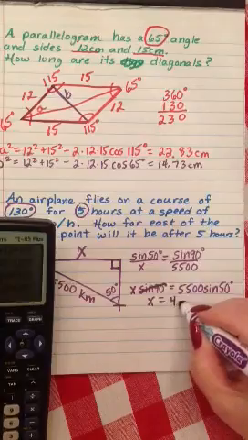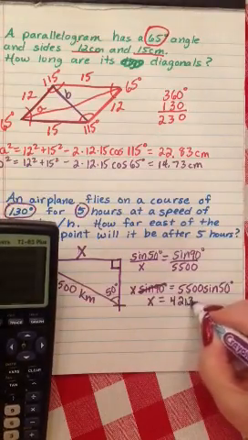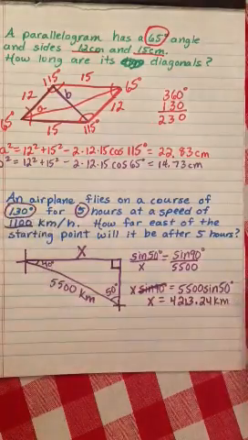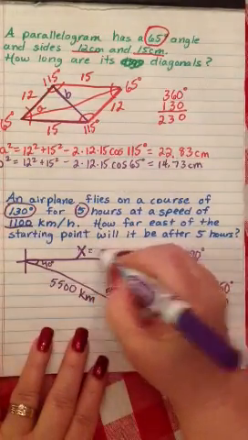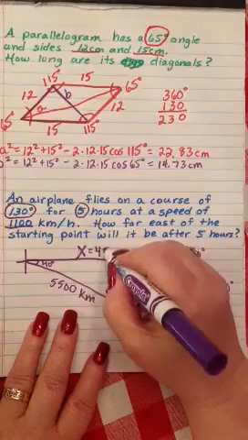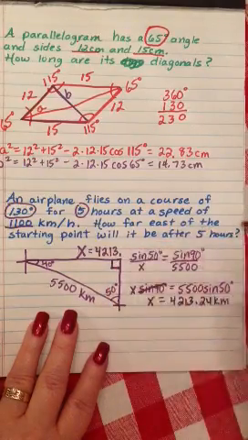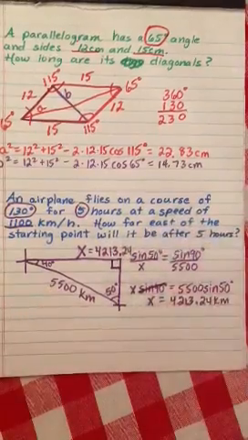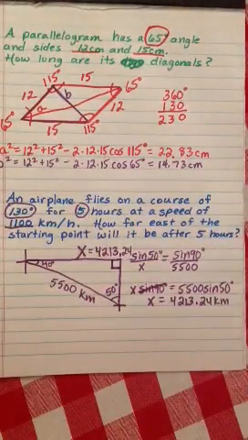And I get 4,213.24 kilometers. Okay, that would be the answer to how far east did I travel? 4,213.24 kilometers. That would be in 5 hours. There would be our answer.